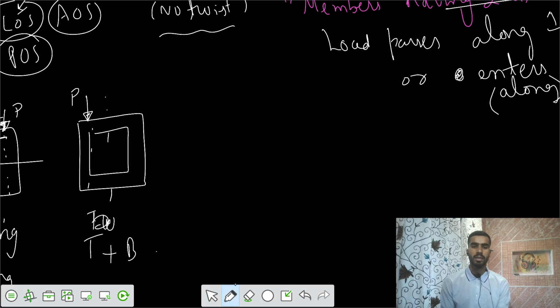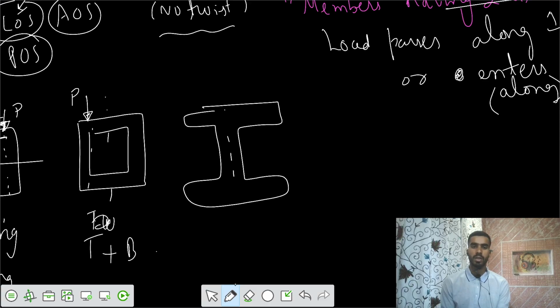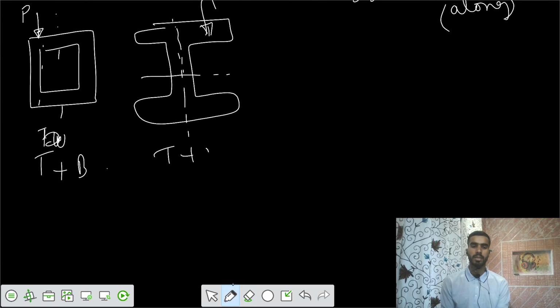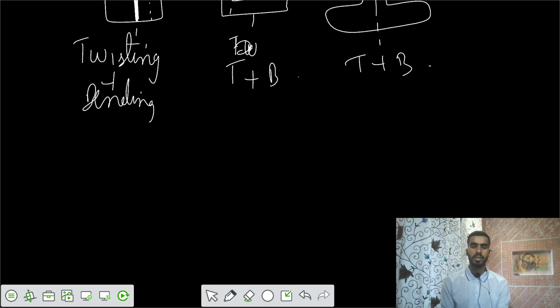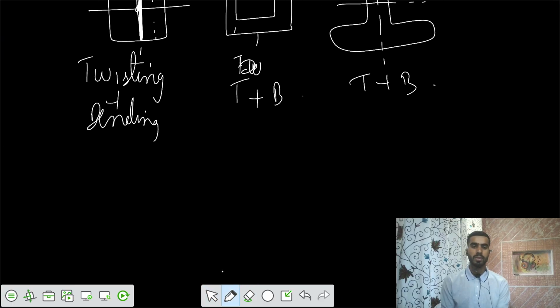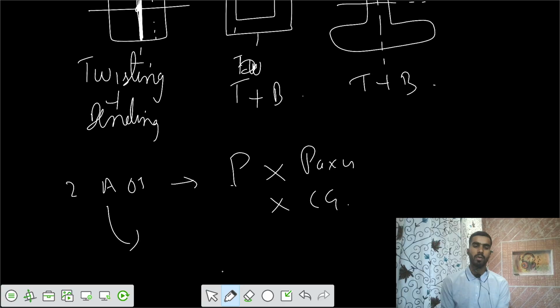Similarly, let's take any other section. Let's say we have an I section. We prefer I sections. Let's say this is the axis of symmetry, two principal axes, and the load passes somewhere here. So there we can have twisting plus bending. This is the next statement: if we have two planes of symmetry, two axes of symmetry, and the load is not along the principal axis, or it's not along the CG, then we can have twisting plus bending.